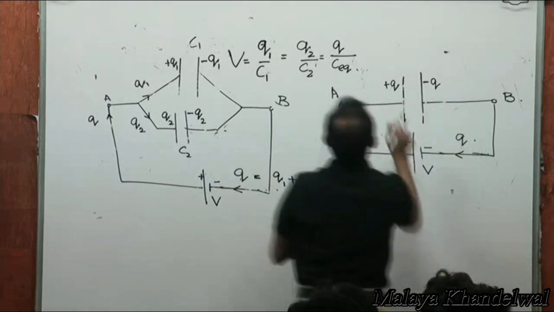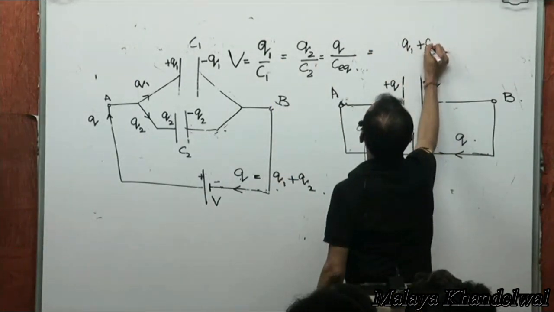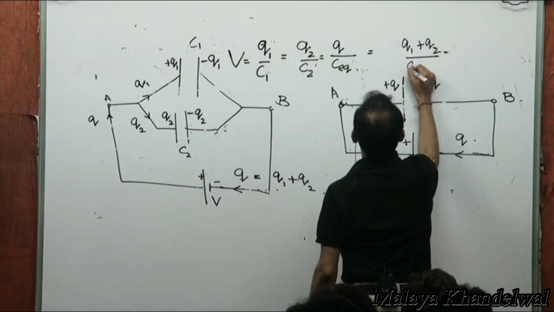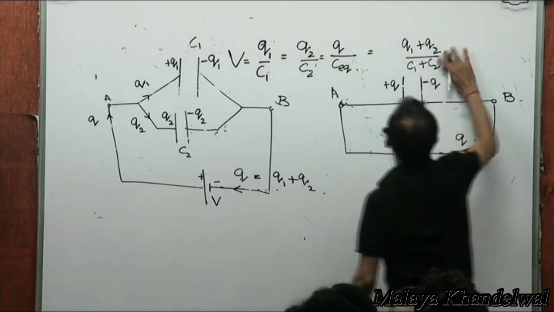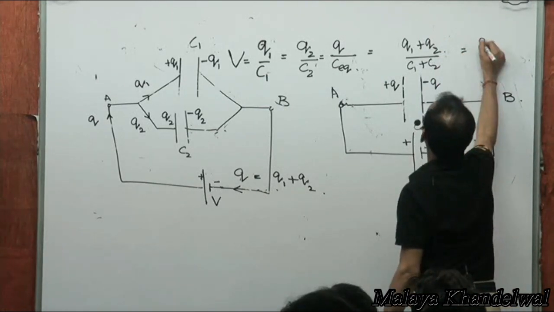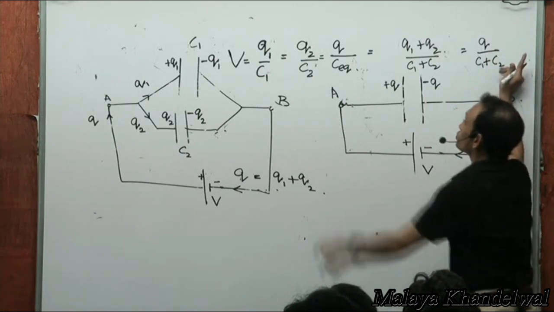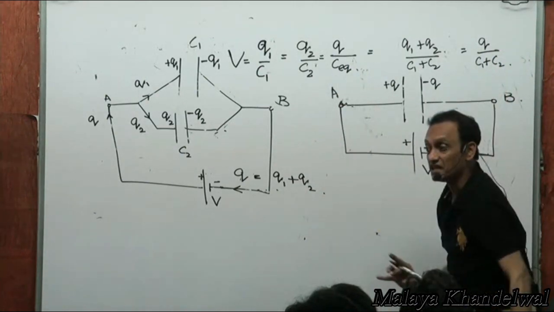is equal to sum of the numerators, which is Q1 plus Q2, divided by sum of the denominators, which is C1 plus C2. Q1 plus Q2 is Q. So this is Q by C1 plus C2. So C1 plus C2 must be C equivalent.